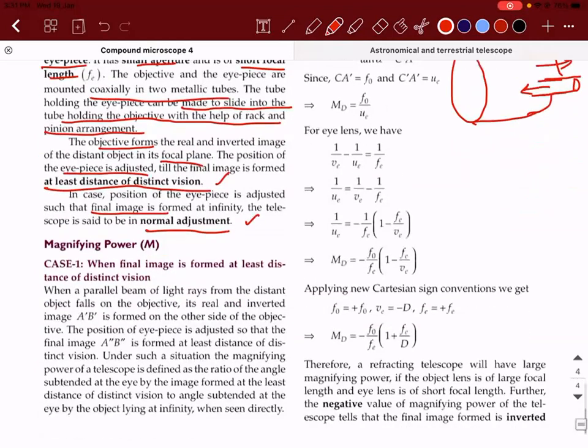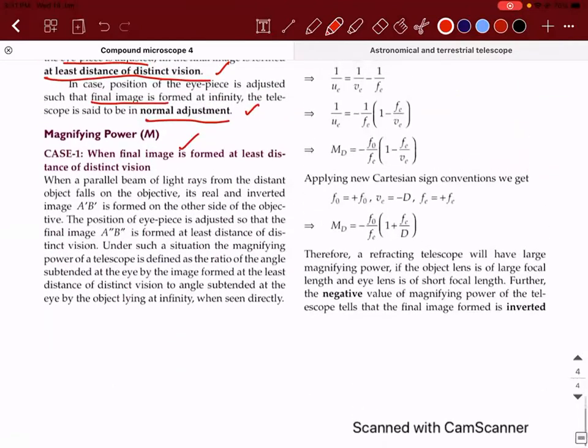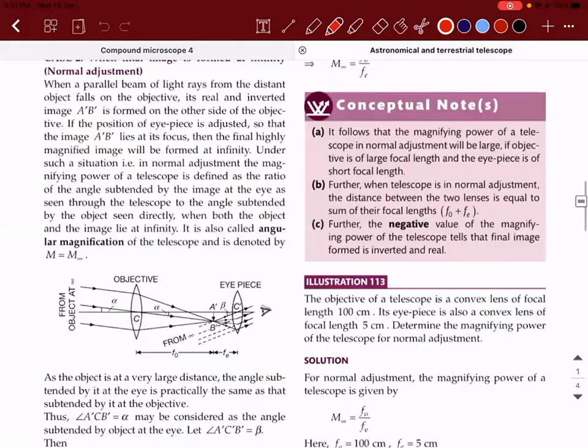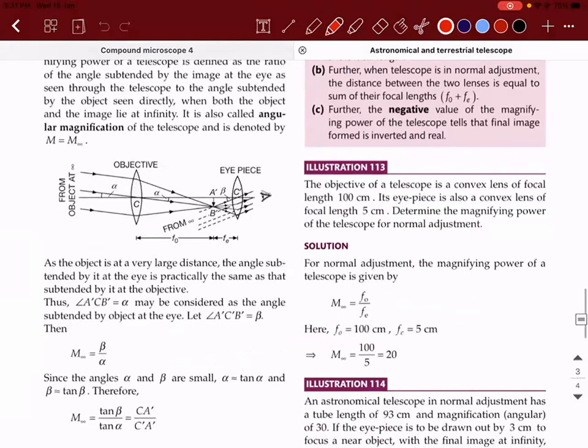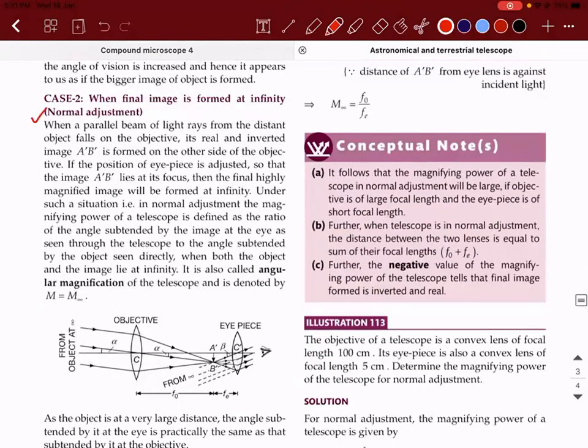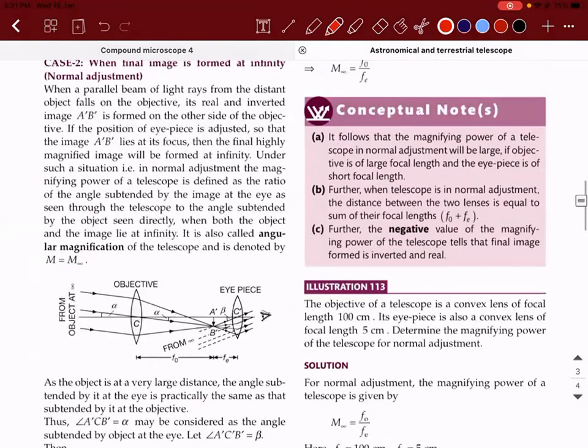Again, the same logic: what happens when the final image is formed at the least distance of distinct vision? And the next one is, what happens when the final image is formed at infinity? That is the normal adjustment. So having this logic, we'll get started.